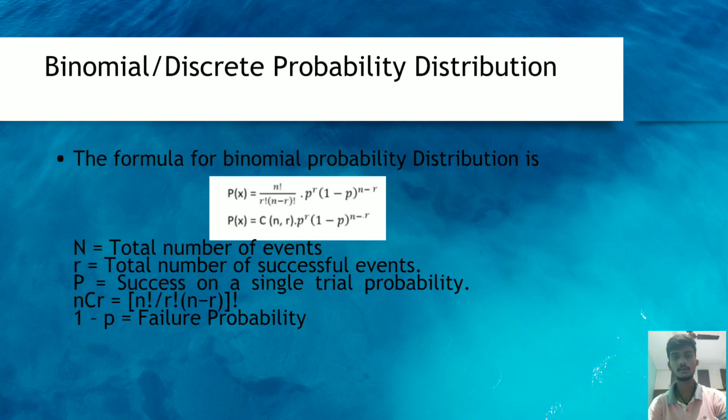The formula for binomial probability distribution is P(x) = n!/(r!(n - r)!) p^r (1 - p)^(n - r), or another form, P(x) = C(n, r) p^r (1 - p)^(n - r), where n is the total number of events, r is the total number of successful events, p is the probability of success of a single trial, nCr is equal to n!/(r!(n - r)!), and 1 - p is the failure probability.